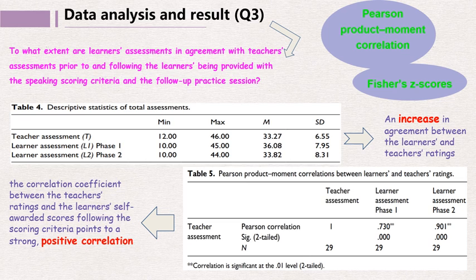The mean scores for the teachers and learners do not show a large difference following the scoring criteria. The difference between the two mean scores in the second phase is just 0.55, indicating an increase in agreement between the learners' and teachers' ratings. Furthermore, as displayed in Table 5, the correlation coefficient between teachers' ratings and learners' self-awarded scores following the scoring criteria points to a strong positive correlation.